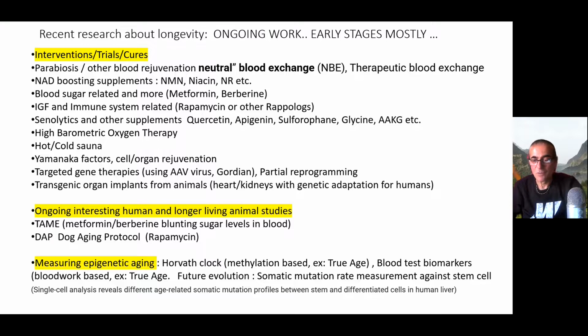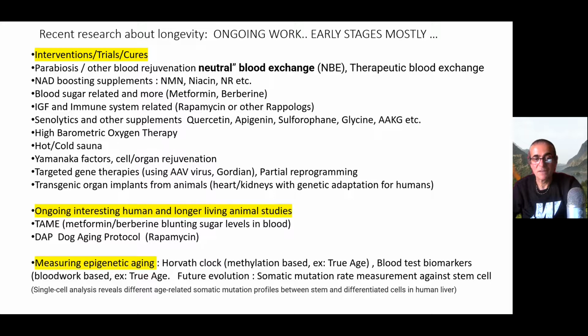There are NAD boosting supplements. As we get older, our mitochondria start declining in their functionality, so NAD boosting supplements are interesting. Something called NMN. Dr. Sinclair talks about this in his book. There are other supplements or drugs like metformin and berberine. These control the blood sugar levels, so it's important to maintain blood sugar in a certain range so that you can avoid diabetes or cancer in the long run.